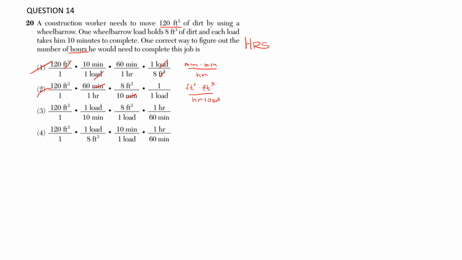Similarly, in number 3, we have load canceling with load, and I think that's it. And that would leave us with the units of cubic feet times cubic feet times hour over minute times minutes. That's definitely not hours. So finally, with answer choice 4, you get to cancel out so many things: cubic feet and cubic feet here, load and load here, and finally minute and minute here, leaving us with hours as our solution units, which is why 4 is the right answer.